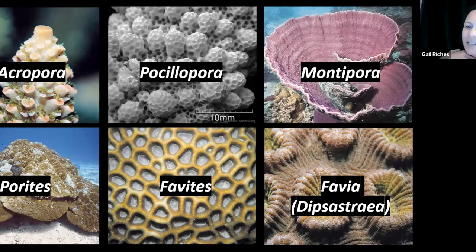Montipora has a range of growth forms, but is well known mostly as the bumpy plate or bumpy encrusting coral. Porites is your very slow growing, very dense skeleton with the very tiny corallites, less than 2 millimeters in diameter. Favites is your corallites with the walls that are joined. And Favia, the walls are not joined.